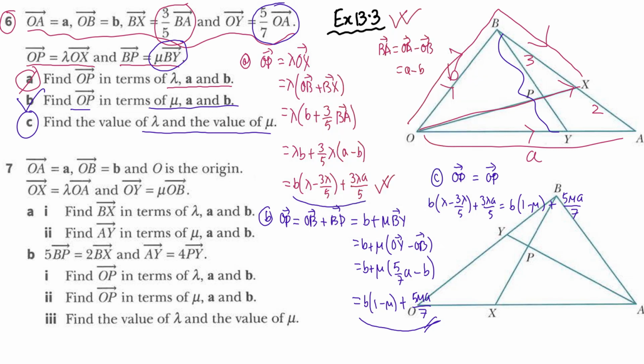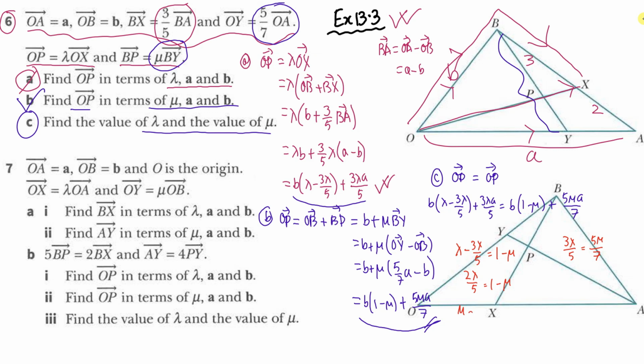If we equate the vector b, it gives us lambda minus 3 lambda by 5 equals 1 minus mu. Actually this is 5 minus 2 lambda. We can write 2 lambda by 5 equals 1 minus mu. And if we equate the coefficient of a from both sides, it gives us 3 lambda by 5 equals, on the right side, 5 mu by 7.